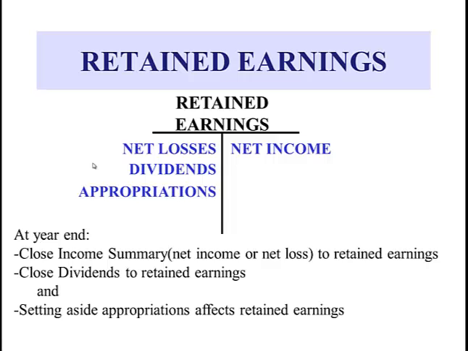Dividends, which we are about to look at, are also debited to retained earnings. They're like a company's drawing. So drawing, if you remember, decreased capital, so dividends decrease retained earnings. And then we have appropriations. These are just setting aside a portion of the retained earnings balance, and we'll look at those in a few slides.